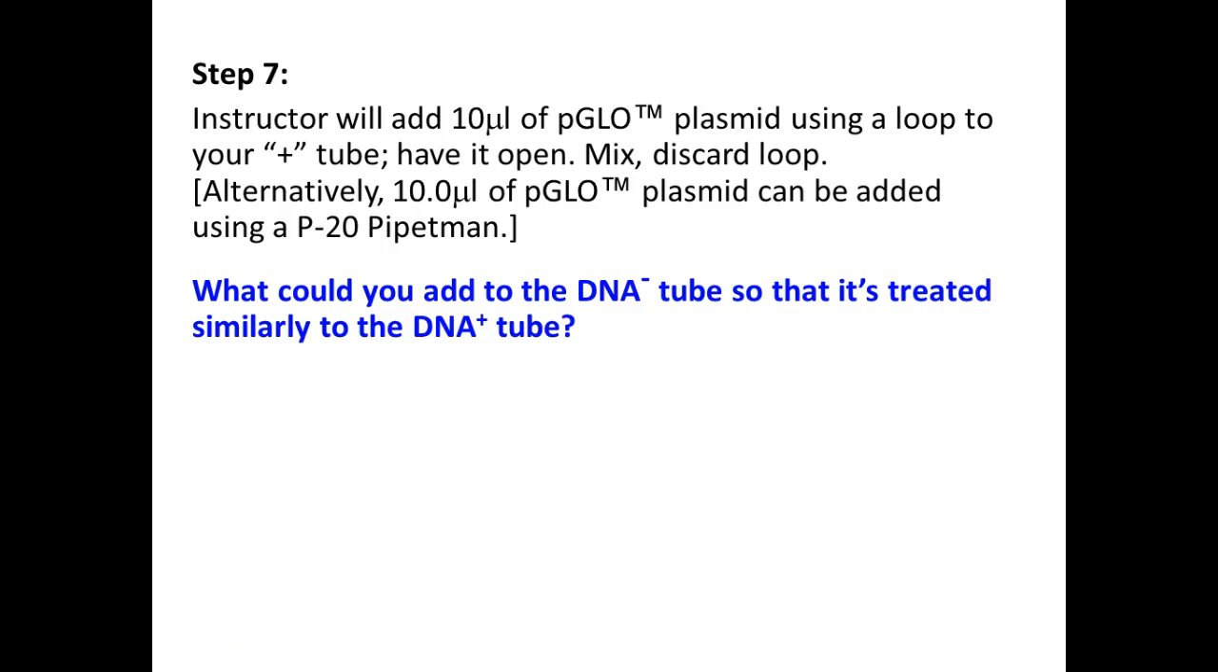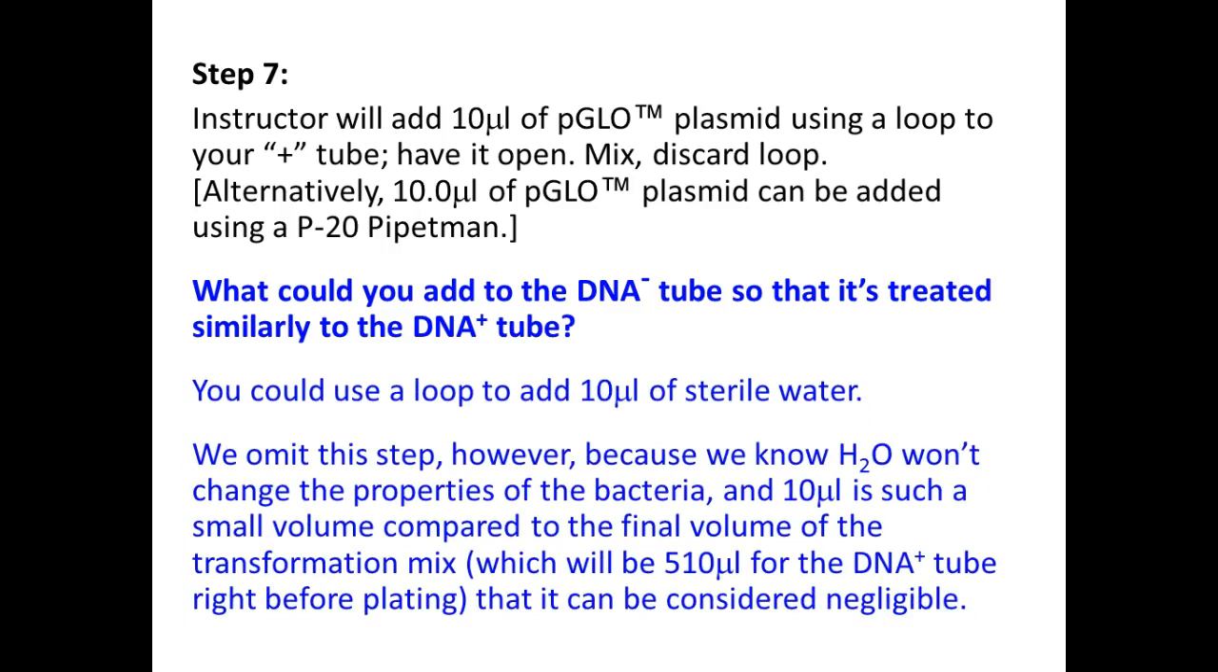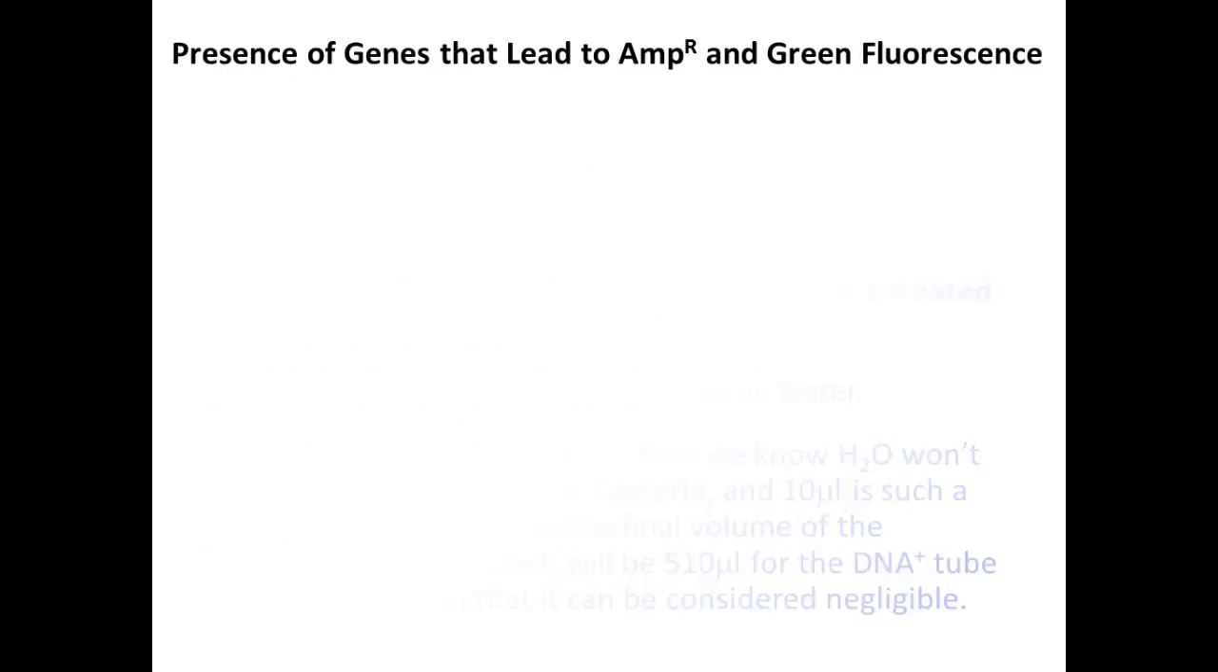Oops. I didn't ask you the question. What could I add to the negative tube? I'm not going to add anything to it because it's a really small volume. But what could I add to keep it consistent volume-wise? Just plain old water, right? Sterile water. Again, I'm not going to do that step. It's a really small amount. Doesn't affect it.